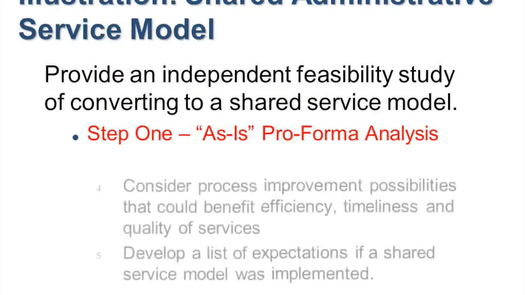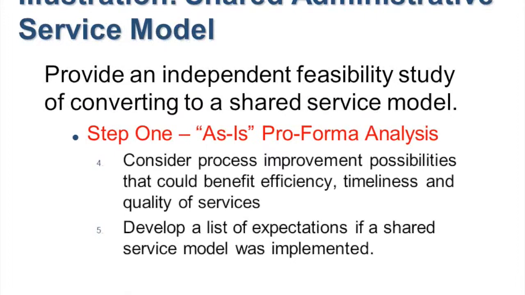So as we continue here with step 1, consider process improvement possibilities that could benefit efficiency, timeliness, and the quality of services. Again, this is where typically that fishbone analysis would be used to figure out root causes and then ultimately ideas for change. And then remember, I'll just say it one more time, the lean concept of people, brain over brawn.